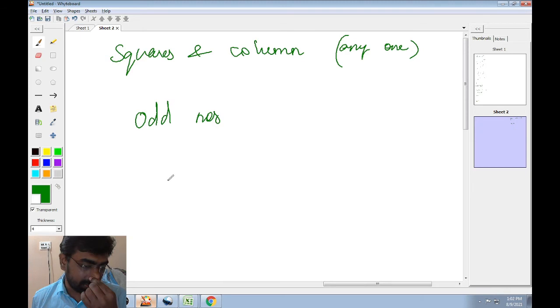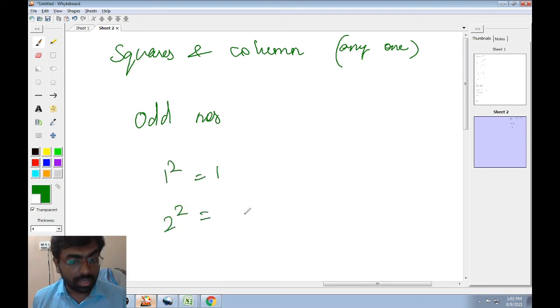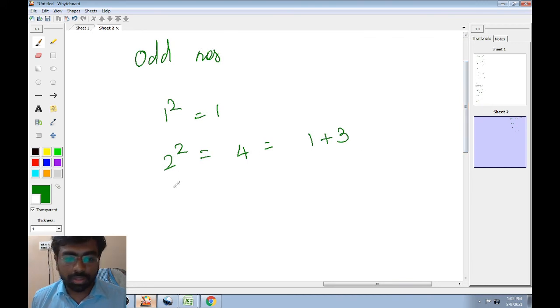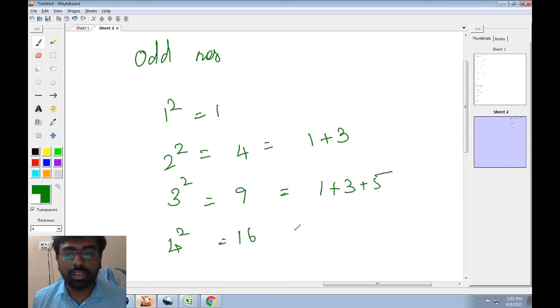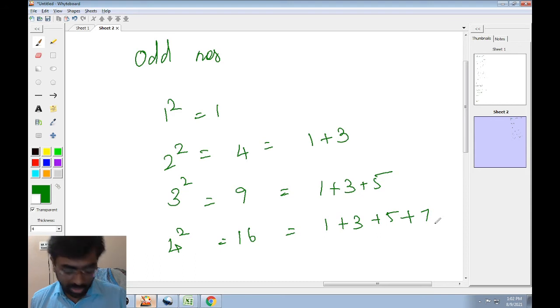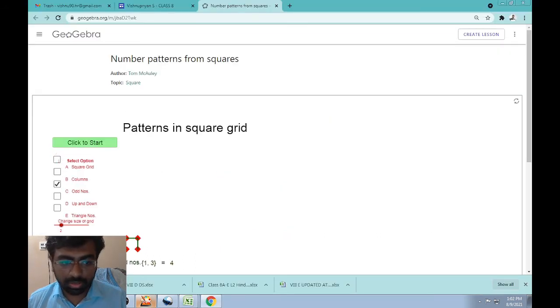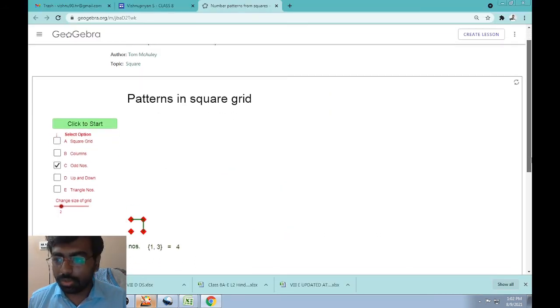Yes, next, using the odd numbers. We know that 1 square is 1, 2 square is 4, which can be written as the sum of odd numbers, which is 1 plus 3, right? So 3 square is what? 9, so it can be written as 1 plus 3 plus 5. Similarly, 4 square is equal to 16, which can be written as 1 plus 3 plus 5 plus 7, right? So in that way, this experiment is also helping us to do the same, right?